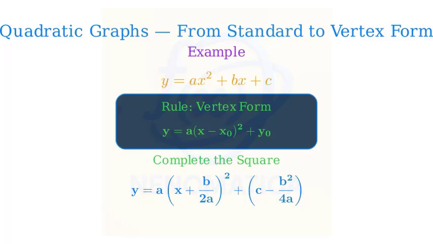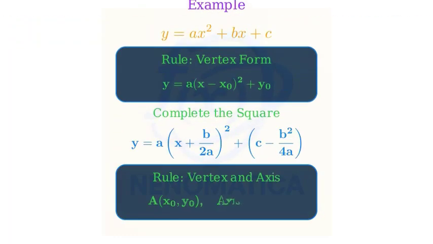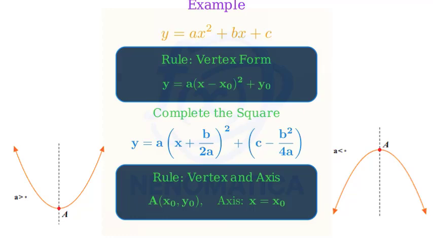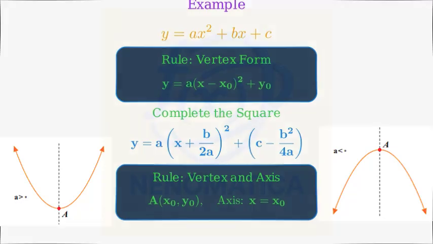Step 2. Read the geometry from vertex form. The point x naught, y naught is the vertex, and the vertical line x equals x naught is the axis of symmetry. If a is positive, the parabola opens upward, and the vertex is a minimum. We will increase a to make the parabola narrower, but still opening up. Notice the vertex acts as the lowest point, a minimum. If a is negative, the parabola opens downward, and the vertex is a maximum. Let us switch a to a negative value. Now, the vertex is the highest point, a maximum.